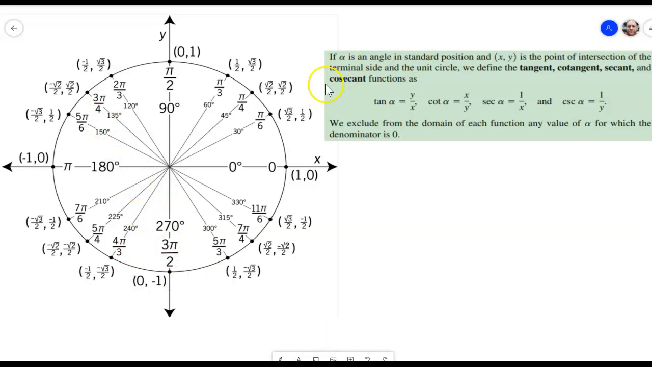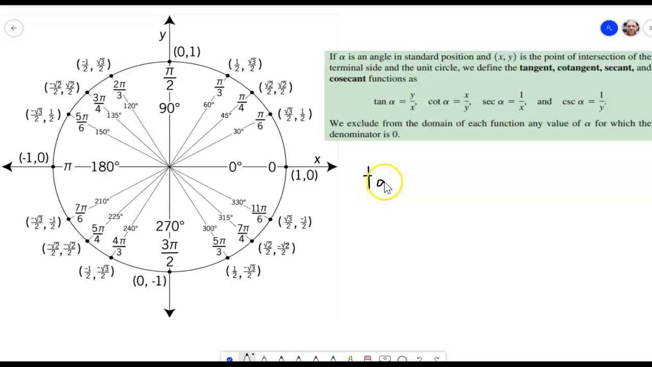All right, so now let's do a few of these from page 455. These are from 7 to 32. I'll do about 7 or 8 of these just to get us going here. So let's start with number 7. It says the tangent of pi over 3.